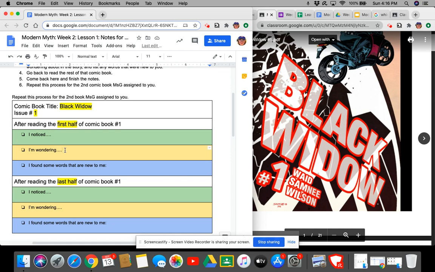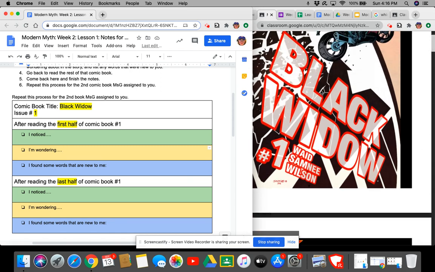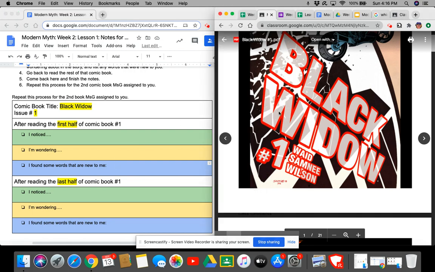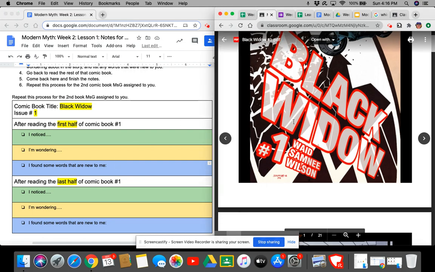Then I want you to write down some things that you're wondering. Based on what you read in the first 10 pages, what are you wondering? What are you wondering about the characters? What are you wondering about the story? And then anywhere in these first 10 pages or so, if you found some words that are new to you, jot them down here. Okay, we're going to do some vocab work with those later. So for me, I'm going to go through this rather quickly just to save you some time.